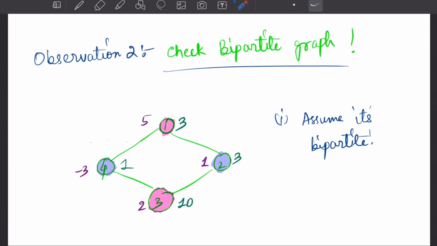Next, let's say we are assuming that we have already checked that the parity is the same. Now how do we check whether the answer is possible or not? So what can we do? We can check for bipartiteness. So how do we do that?